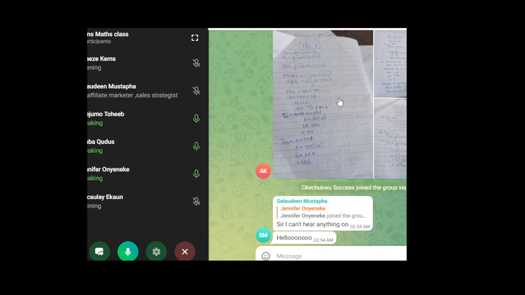Number 1. Find the 6th and 15th term of the AP whose first term is 6 and common difference is 7. First term is 6 and common difference is 7.